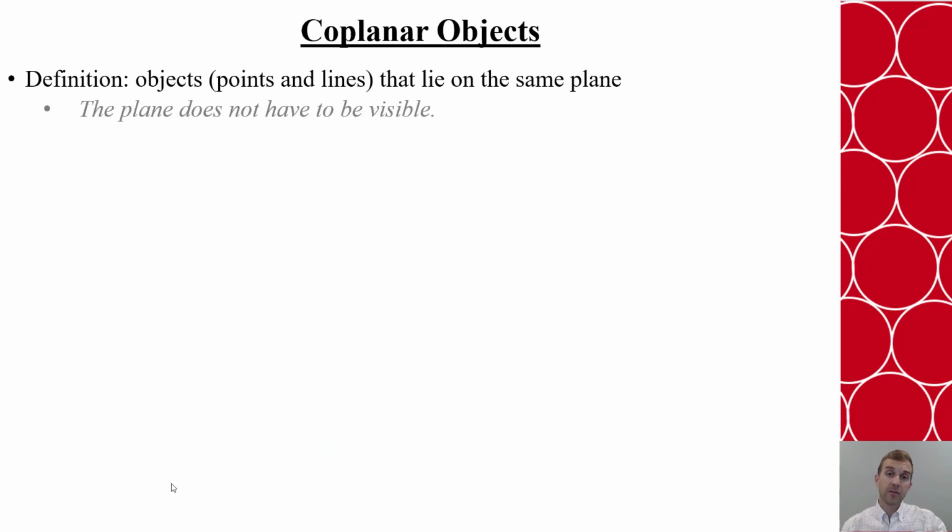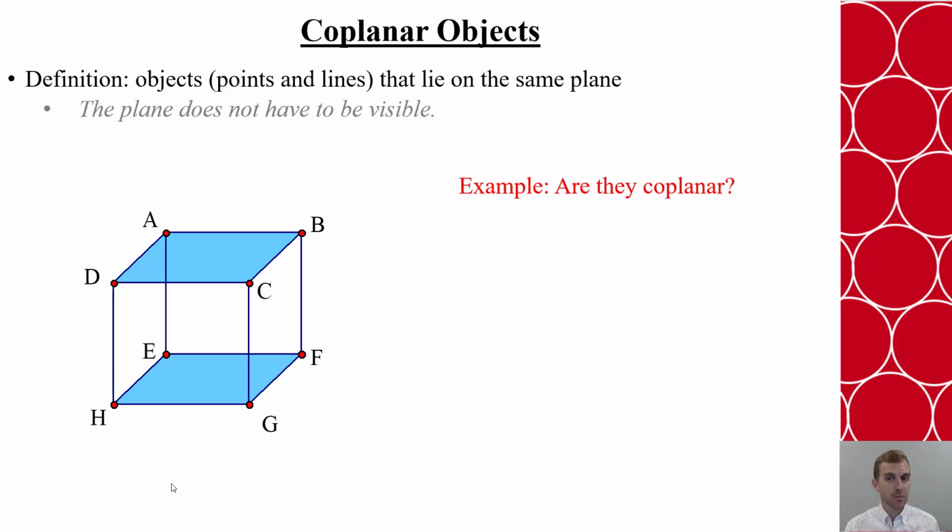Now, just like we can have collinear points, we can have coplanar objects. These are objects such as points, lines, maybe even shapes or rays that lie on the same plane. The plane, again, does not have to be drawn in to be recognized that these are coplanar objects. So let's look at an example to help us here.